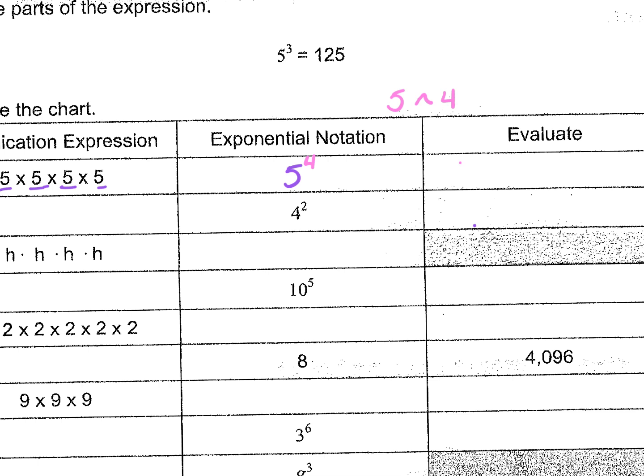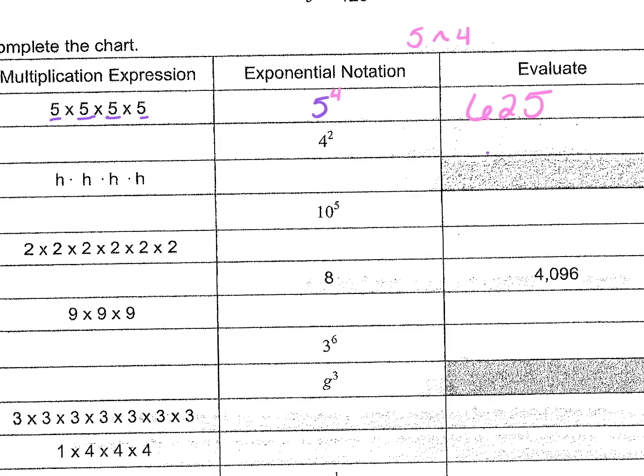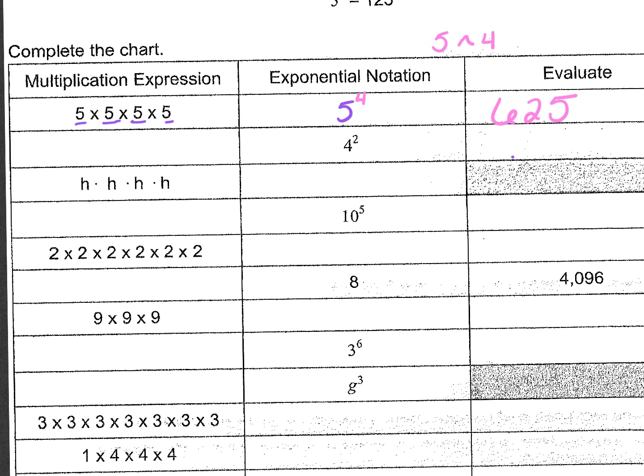Okay, so hopefully you've tried it and you've gotten 625. All right, so now you're going to work this thing out in different ways. So you're going to work forwards and backwards. So the second one gives you 4 squared, which means it's 4 times 4. And then 4 squared is going to be 4 times 4, which is 16. Use your calculators if you want.